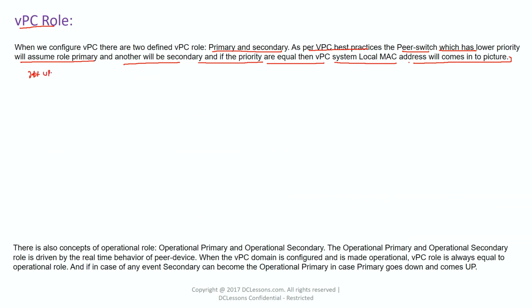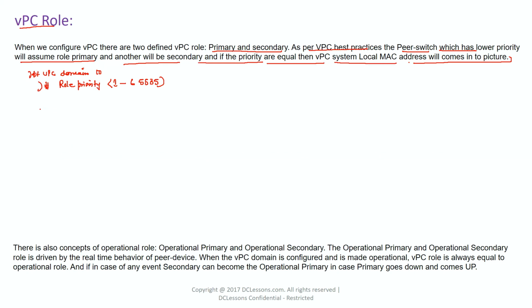So we can configure vpc domain 10, and under it we can define role priority, and its value would be 1 to 65535. Now this VPC role defines which one among the two VPC peer switches will be processing the BPDU and responding to the ARP request.